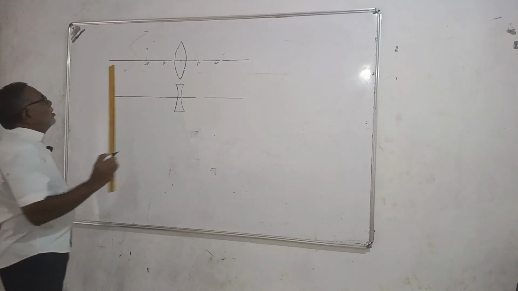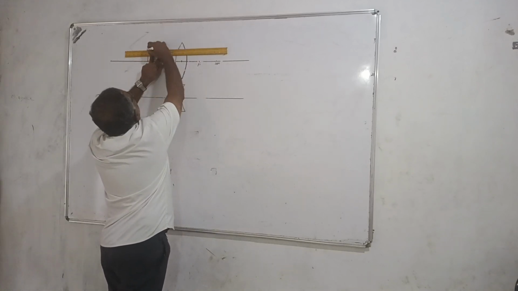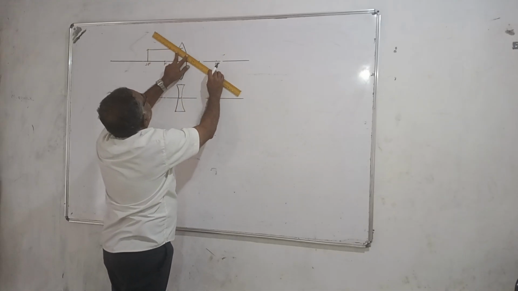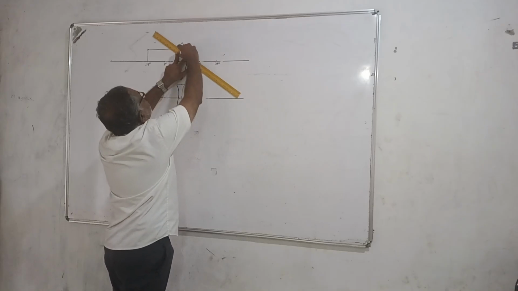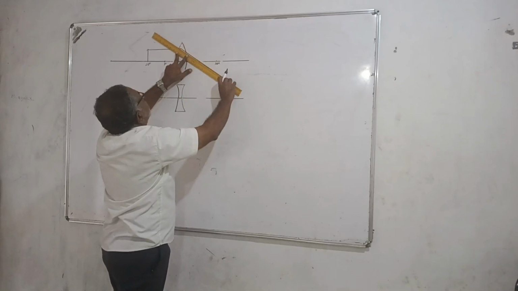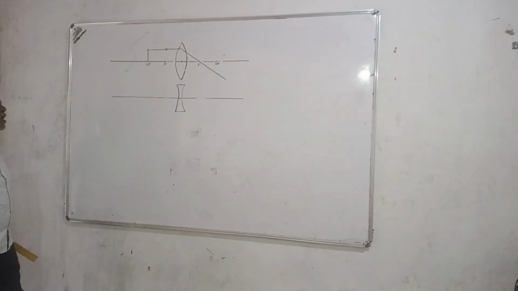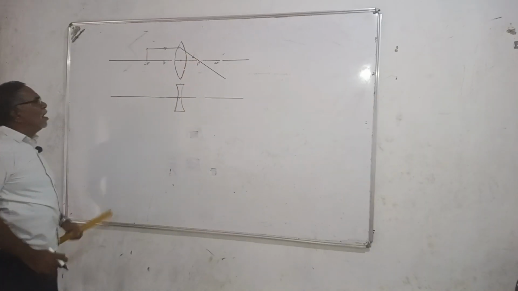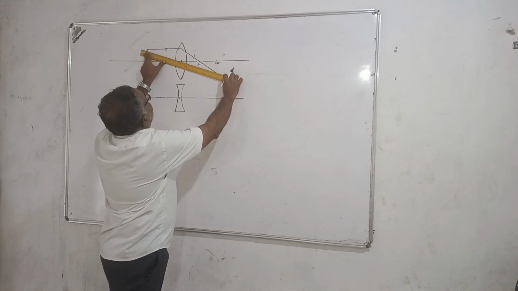Object. Look, a light ray from the object falls on the lens and after refraction passes through the focus. After refraction, it passes through the focus. A ray of light falls on the lens, after refraction passes through the focus. And a light ray passing through the optic center passes without refraction.